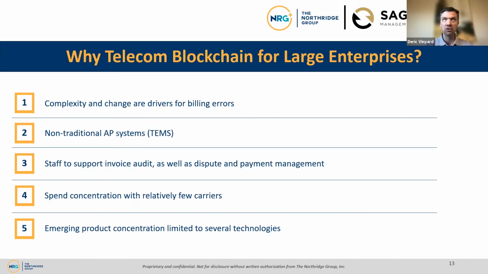Spend concentration is really, from our perspective, one of the key requisites. So if you have spend with relatively few carriers, it really can help with the ROI and the business case for blockchain. And then finally, emerging product concentration limited to several technologies. So if you're an enterprise who is purchasing some of those facility-based services, we mentioned SD-WAN, dark fiber, MPLS, we believe telecom blockchain can really have an impactful ROI for your business, both on the buyer side, the enterprise side, and on the carrier side of the ledger as well.